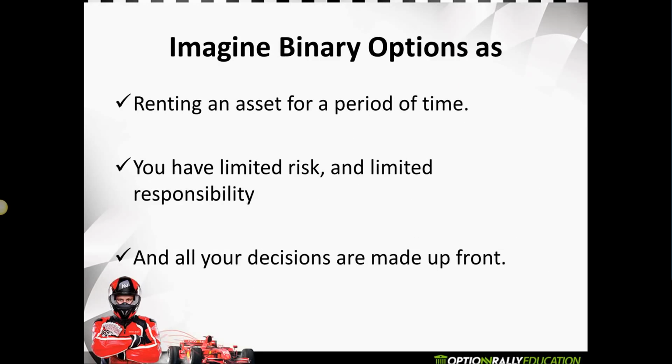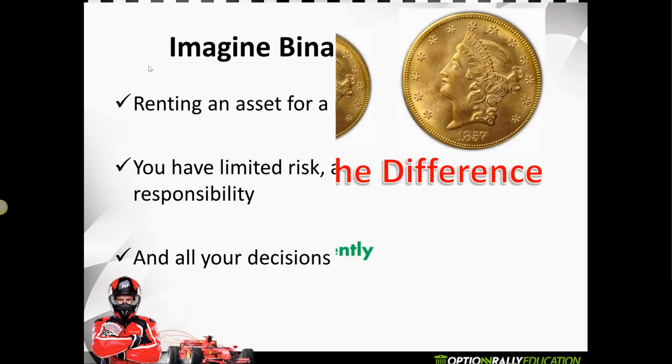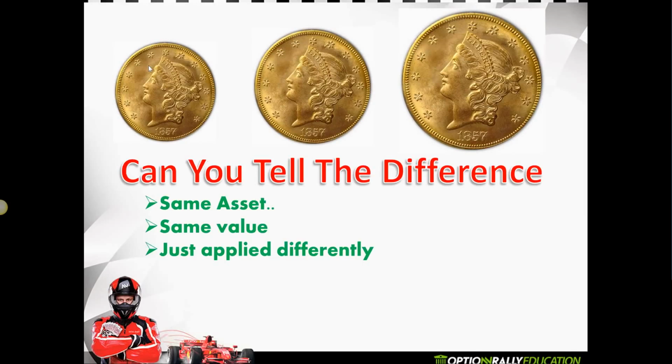So imagine binary options as renting an asset for a short period of time. You have limited risk and limited responsibility, and all of your decisions are made up front. Now, to give you a better example, we have 3 gold coins. So imagine you're walking down the street and you pass this gold coin dealer, and in the window is this beautiful gold coin. You walk in and say, I'd like to buy that coin. He says, well, it's not historical, it's not a collector's coin, it's just 1 ounce of gold. And gold today is trading at $1,200 an ounce. He says, fine, I'll give you the $1,200, you give me the gold coin. He takes it, it's now your new lucky charm.